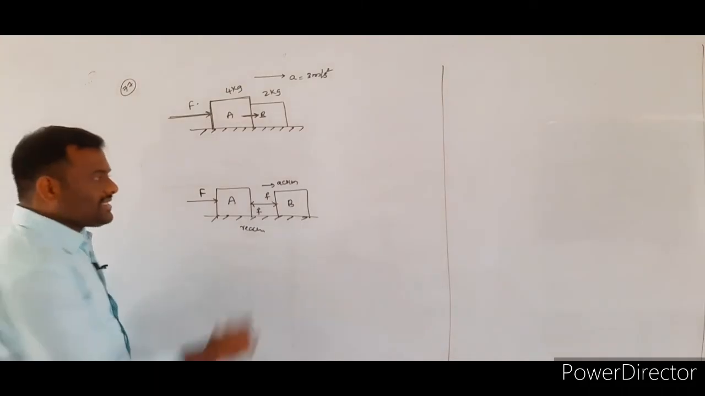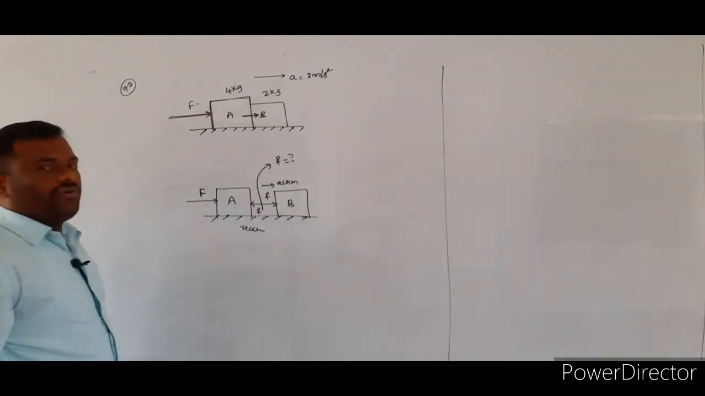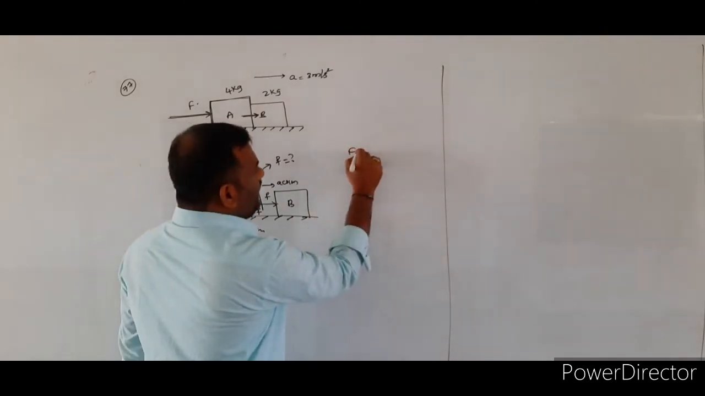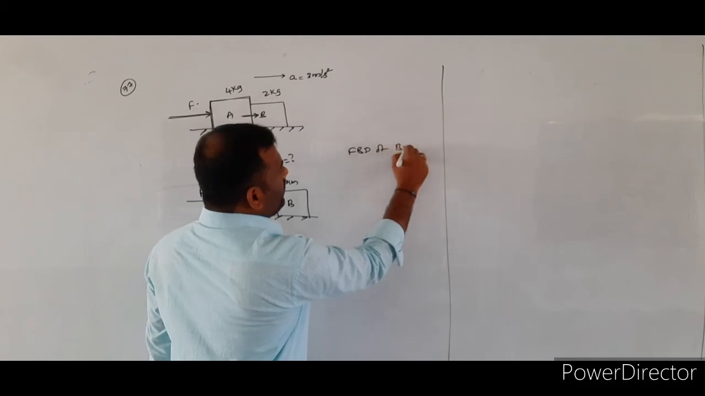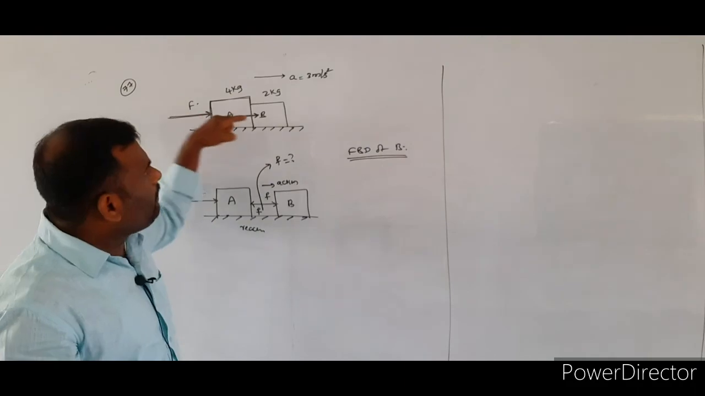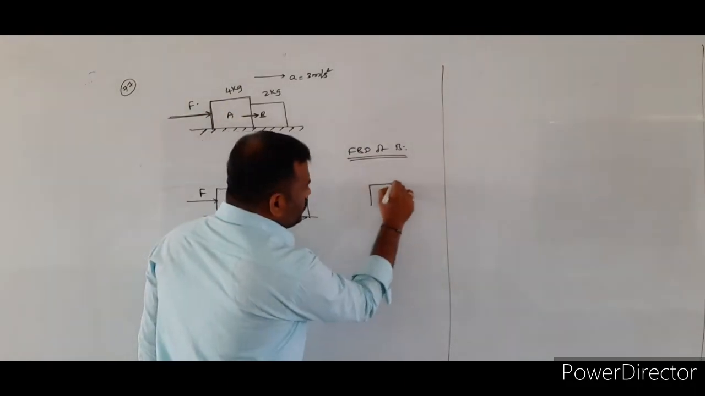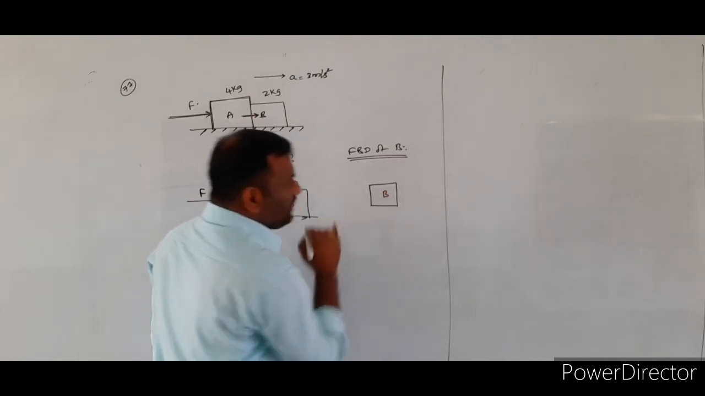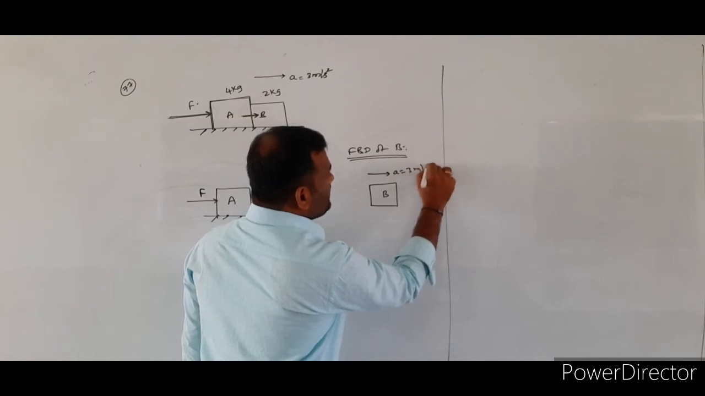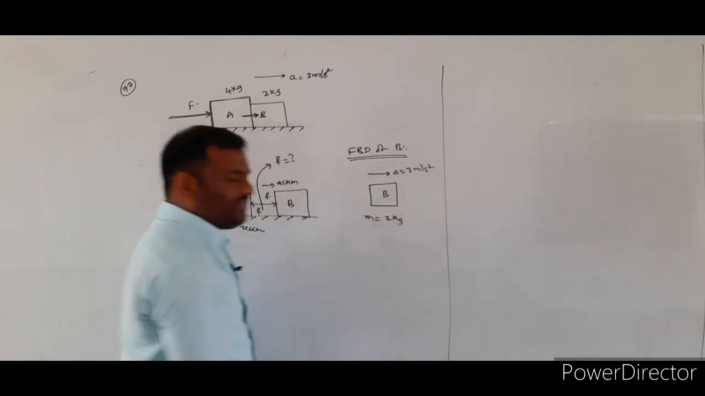Which value are they asking? They are asking the force f value is equal to what? So first I will draw the FBD of block B. They told that both the blocks are traveling with the same acceleration, so I consider the motion of the block B. Its acceleration value is equal to 3 meter per second square and its mass value is equal to 2 kg.